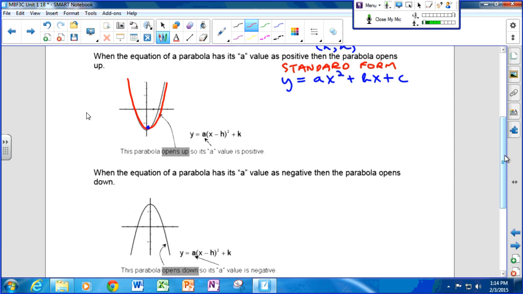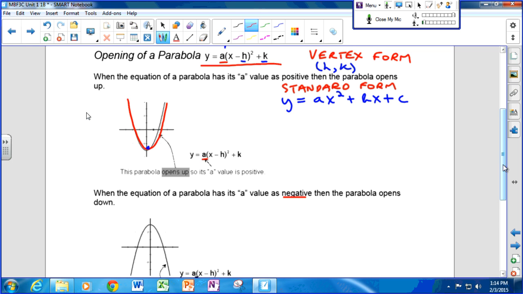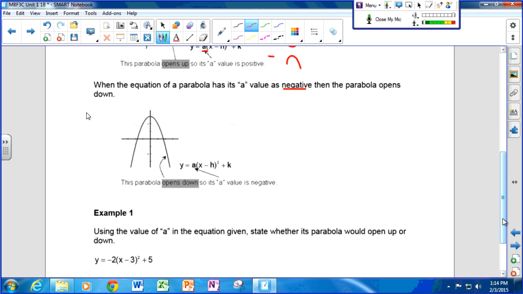So the simple thing about a is that if a is positive, then the parabola opens up. And if a is negative, then the parabola opens down. It's sort of shaped like a U, right? So if a is positive, then it opens up. And if a is negative, then it opens down. Okay? And that's really all we say about a.